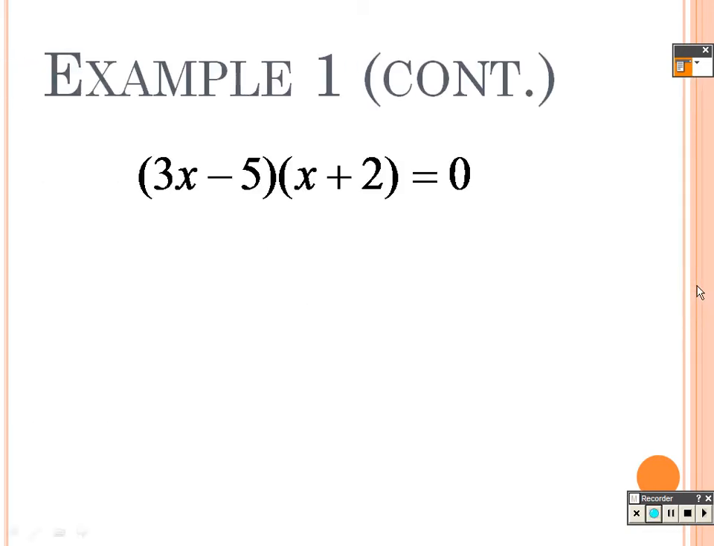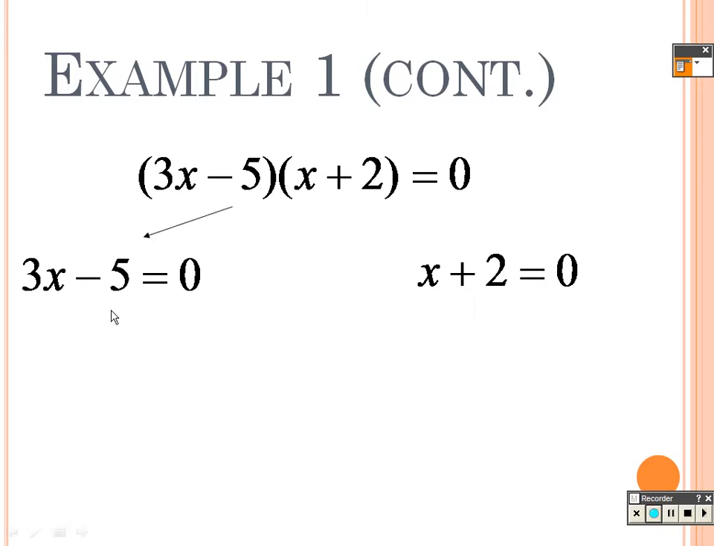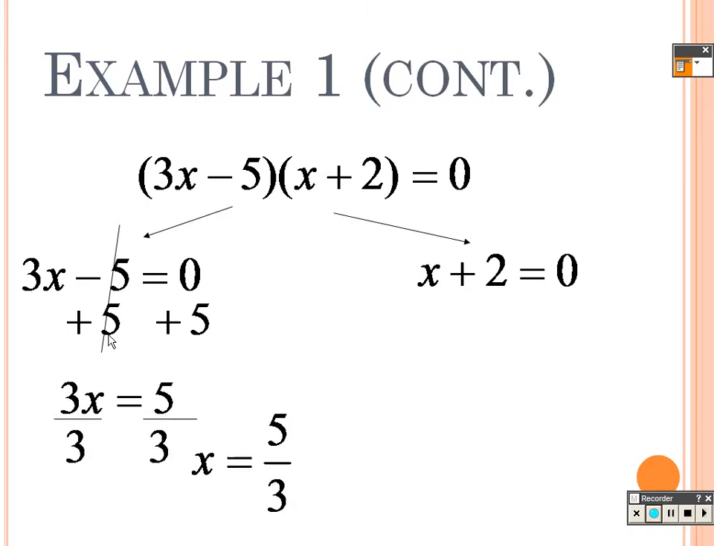So to solve it, I set each one equal to 0. So to solve this, I add 5 to both sides. So I get 3x equals 5. I divide both sides by the 3. So I know one answer is x equals 5/3. This one, since it's plus 2, I just subtract 2. And I get x equals negative 2. So those are my two answers.